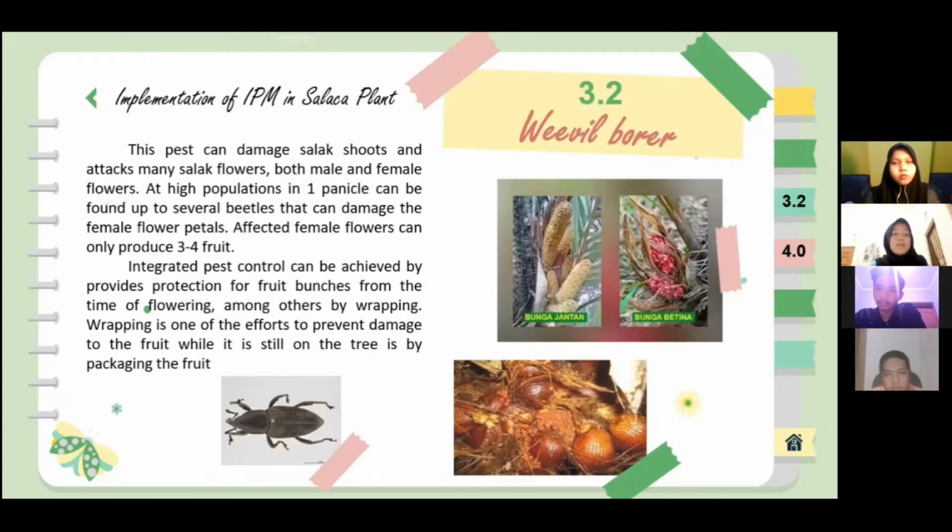Next, implementation of IPM in Salaca with border. The pest can damage salak shoots and attack many salak flowers, both male and female flowers. At high population, in one panicle can be found up to several beetles that can damage the female flower petals. Affected female flowers can only produce 3 to 4 fruits. Integrated pest control can be achieved by providing protection for fruit bunches from the time of flowering, among others by wrapping. Wrapping is one of the efforts to prevent damage to the fruit while it is still on the tree by packaging the fruit.